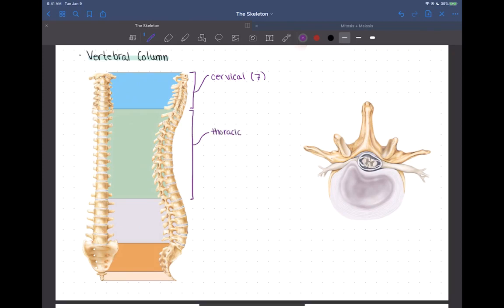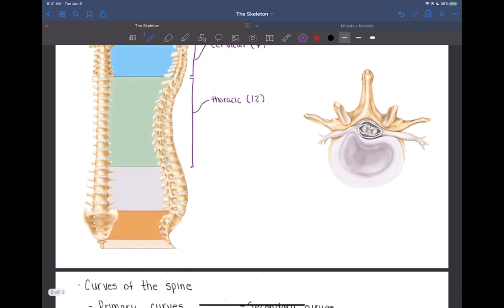There's going to be 12 thoracic vertebrae, and the thoracic vertebrae are important because that is where your ribs attach. Posteriorly, your ribs attach to your thoracic vertebrae. So there's 12 pairs of ribs, 12 vertebrae, and so each thoracic vertebra has a pair of ribs attached to it. And then we have our lumbar part of the vertebral column.